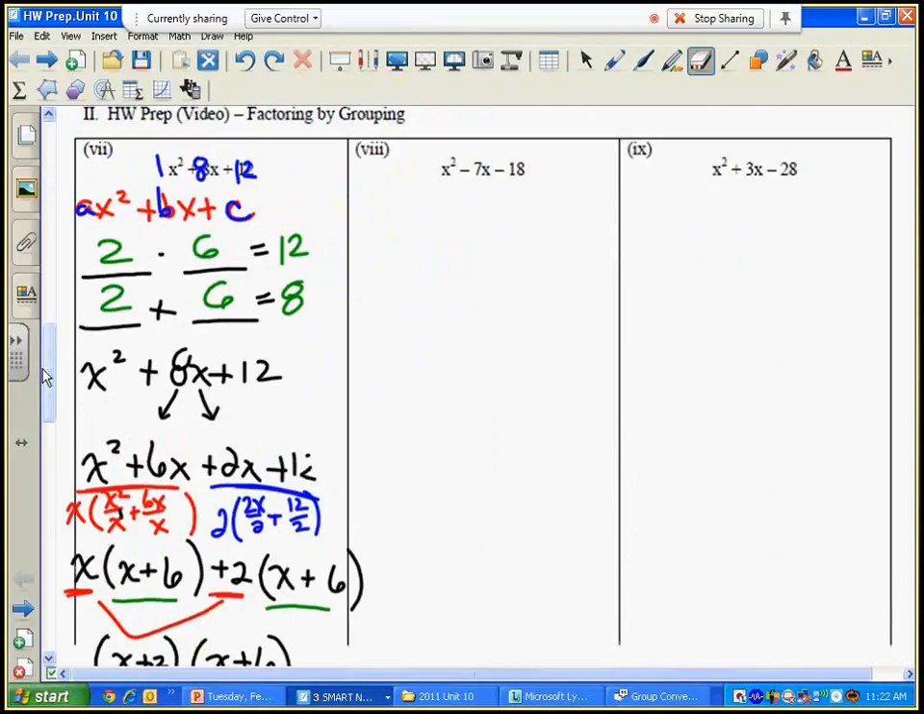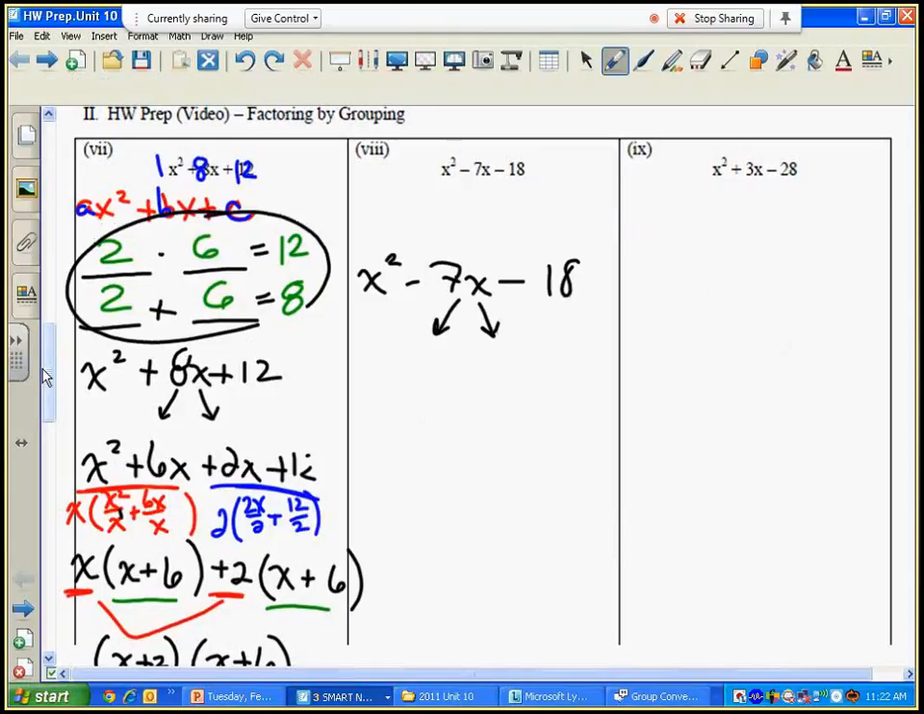The first thing we need to do, in order to get to its binomial factors, is figure out what we're going to split that negative 7x up into. You can write this down with me. Think about what we're going to split that middle term up into. Remember our template over here. We need 2 numbers that multiply to give us a times c. Well, a is 1, c is negative 18. So the product of those 2 numbers is negative 18. Those same 2 numbers need to add together to give us negative 7.